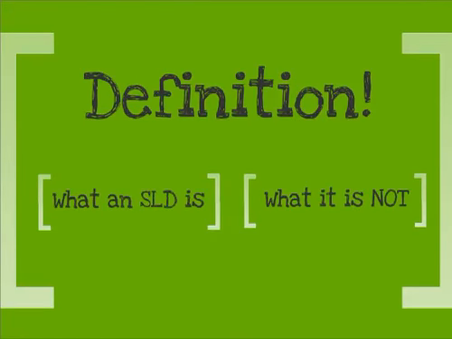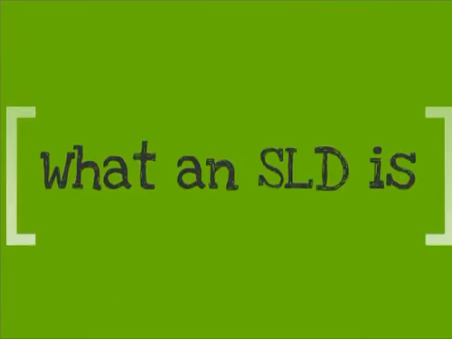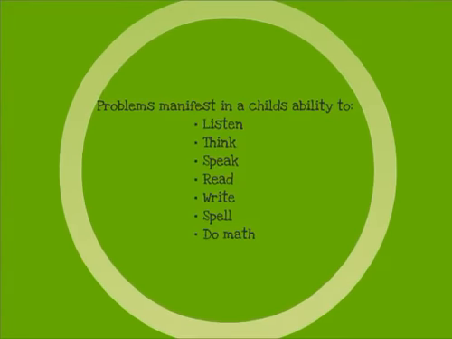So what is a specific learning disability? It's a disorder in one or more of the psychological processes involved in understanding or in using language, spoken or written. Now, these problems manifest themselves in a number of areas. Could be listening, thinking, speaking, reading, writing, spelling, and doing math.